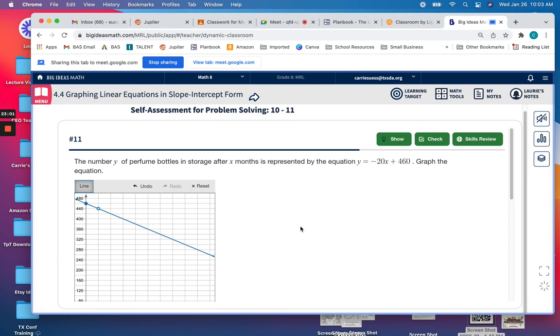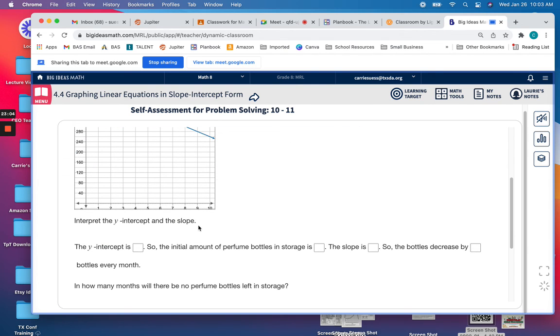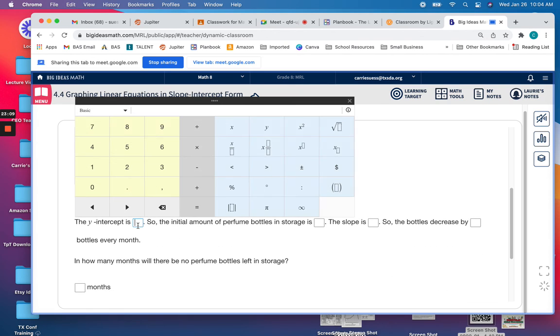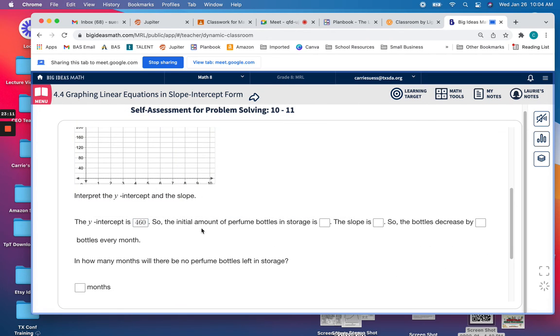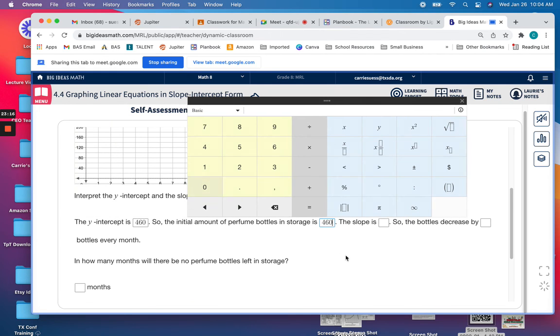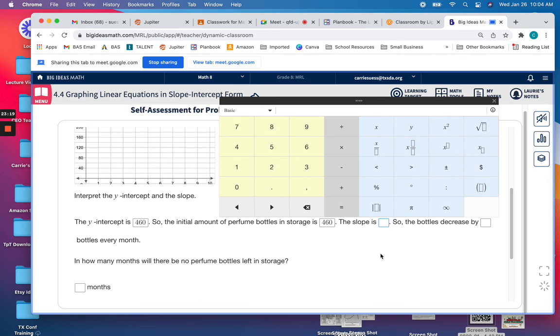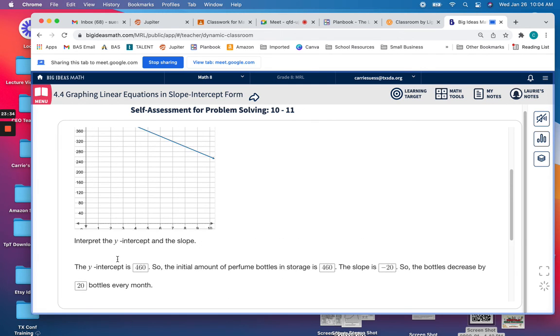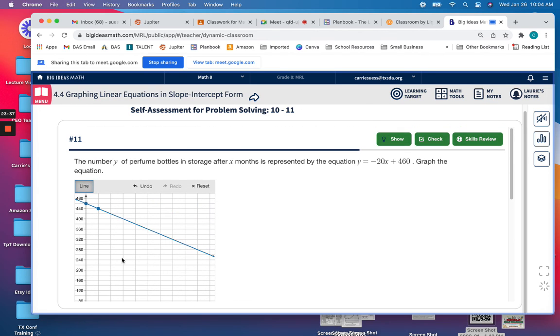Right? Alright. So now that we have that, what's the y-intercept? 460. Okay, so we're putting 460 here. So the initial amount of perfume bottles in storage is how many? 460. Very good. The slope is what? Negative 20. So the bottles decrease by how many every month? 20. So how many months will there be no perfume bottles left? Wouldn't you divide 460 by 20? Yep.